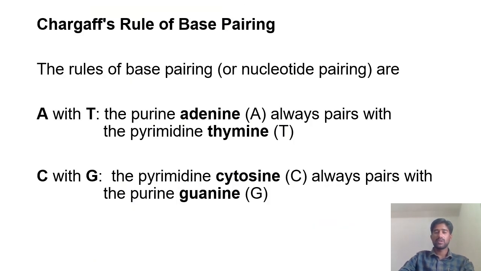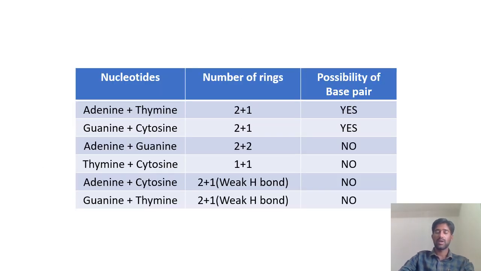So coming to the base pairing rule, we call it Chargaff's rule, where adenine base pairs with thymine and cytosine base pairs with guanine. And you may have a doubt: why does only adenine base pair with thymine, and guanine with cytosine? Why not adenine with guanine, or thymine with cytosine, or adenine with cytosine, or guanine with thymine? It is because of the rings present in the nucleotide bases.